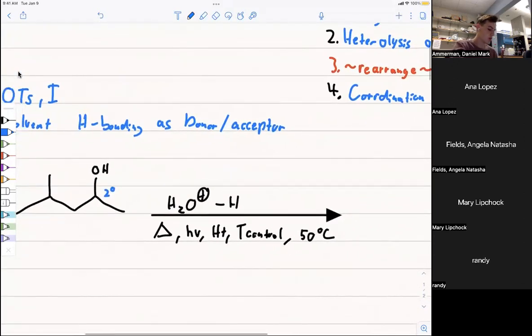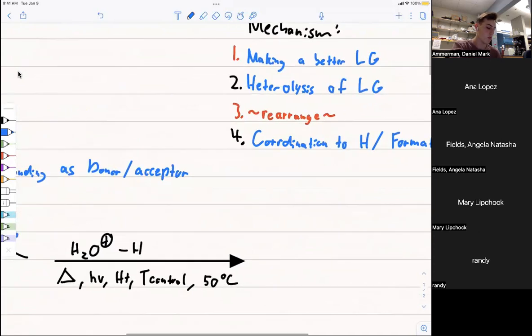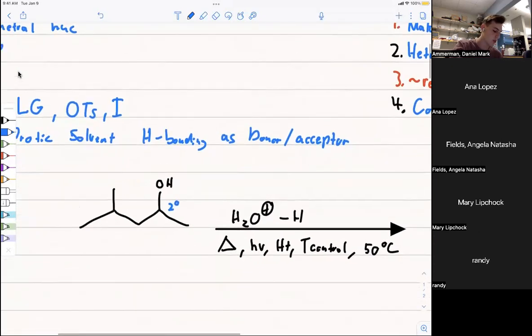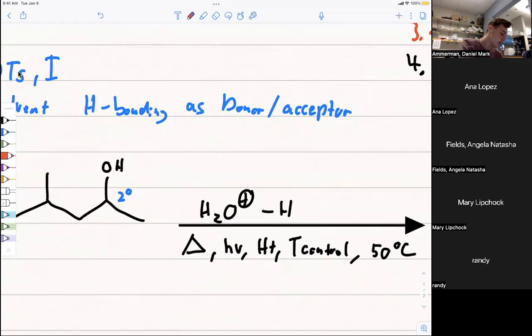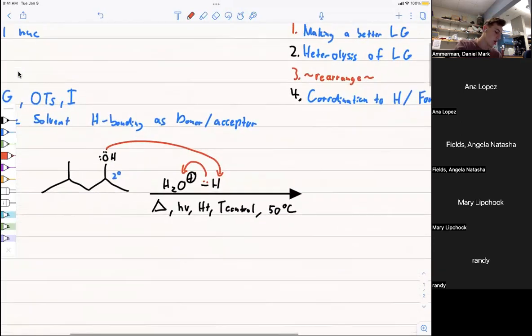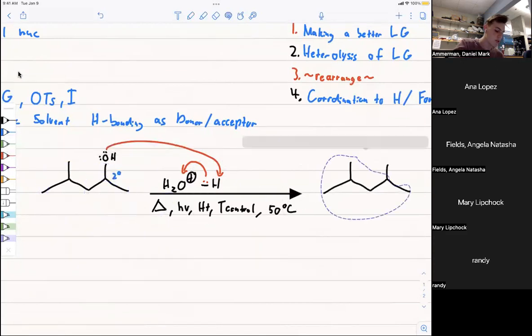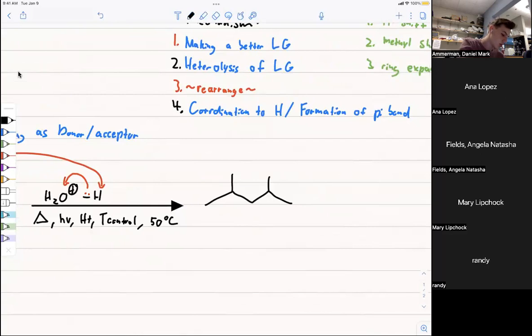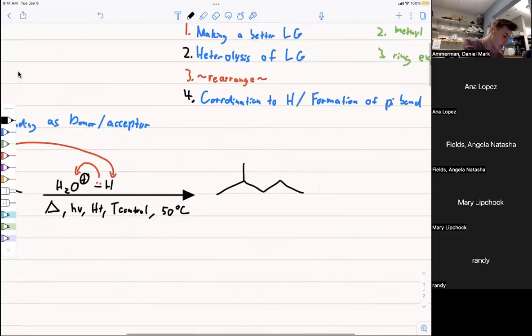Yeah, so the way this works is then we just look at our mechanism. One, we have to make a better leaving group because we don't have one here. So what will happen is these lone pairs on the oxygen will come and take the H off of the hydronium ion, and then the electrons from that bond will be put back onto the ion to make it water. Then what you're left with is a new structure that has the H3O.